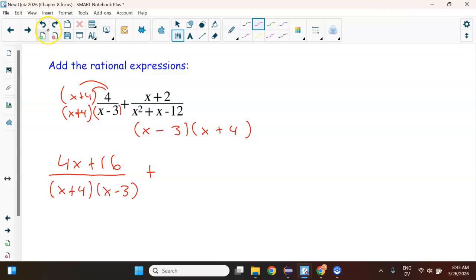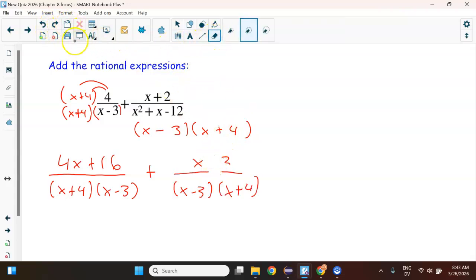Sorry for the bad handwriting there. Maybe I'll try to clean that up. x plus 2. Sorry, I'm writing on this little pad. It's kind of hard for me to write, to be honest.